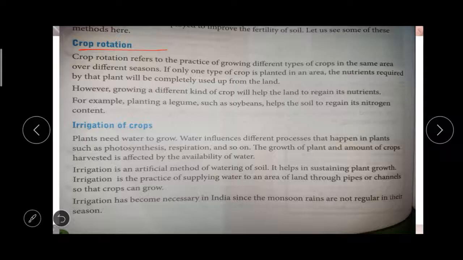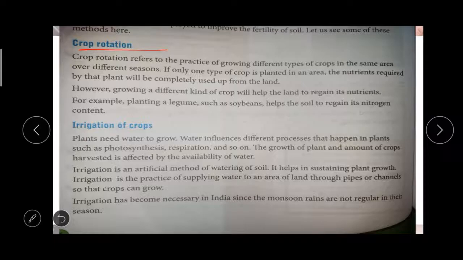Irrigation of crops. Plants need water to grow, right? Water influences different processes, like photosynthesis and respiration. So these happen due to water. The growth of the plant and the amount of crop harvested is affected by the availability of water. It totally depends upon the availability of the water.